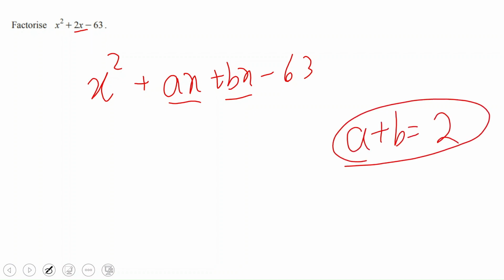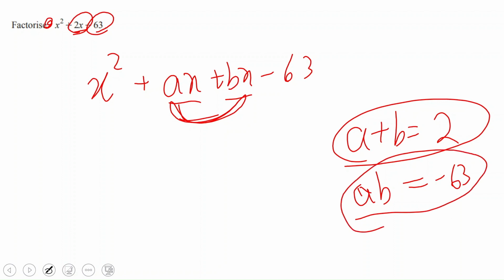That is one criteria, that the coefficient of x, which is 2 in this case, is going to be the sum of the two values that we're adding. So it's going to factorize into that. The other criteria is that when you multiply a and b, you should get the product of the coefficient over here and the constant over here. So this is going to be 1 into minus 63.